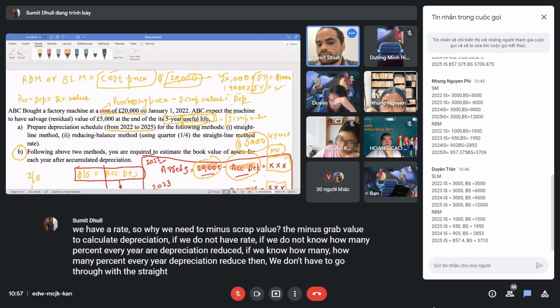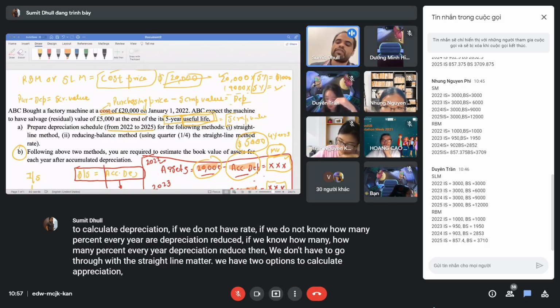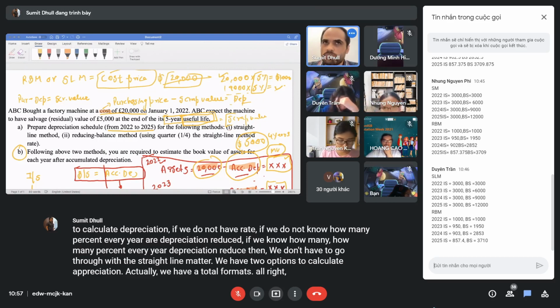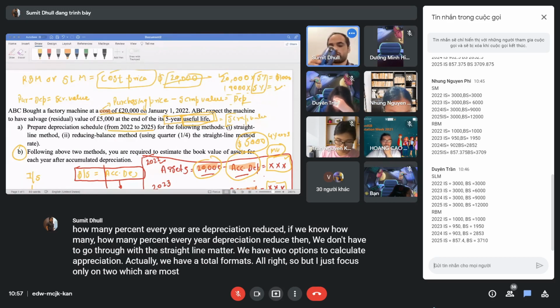line method. All right. So we have two options to calculate depreciation. Actually, we have a total of 4 methods, but I just focus on 2, which are the most commonly used methods.